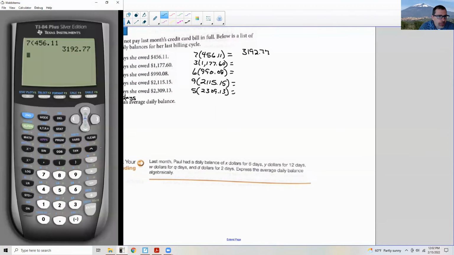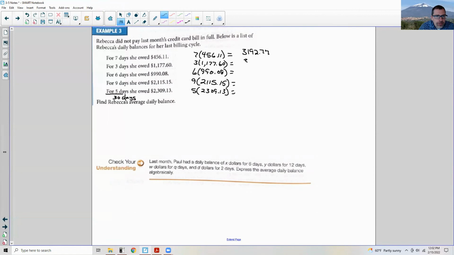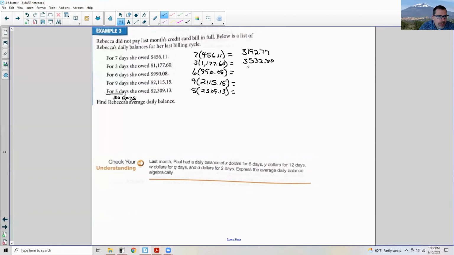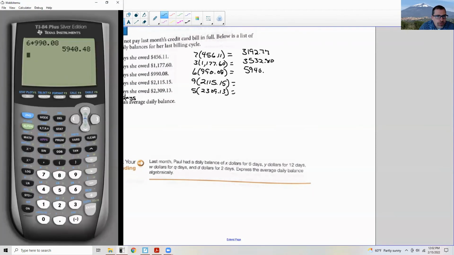Okay, and then we're going to do 3 times $1,177.60, and that is 3,532.80. Okay, and we just keep doing this. And 6 times 990.08, enter, and that's 5,940.48.